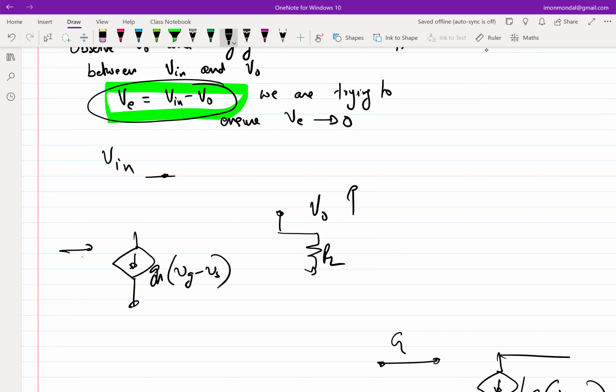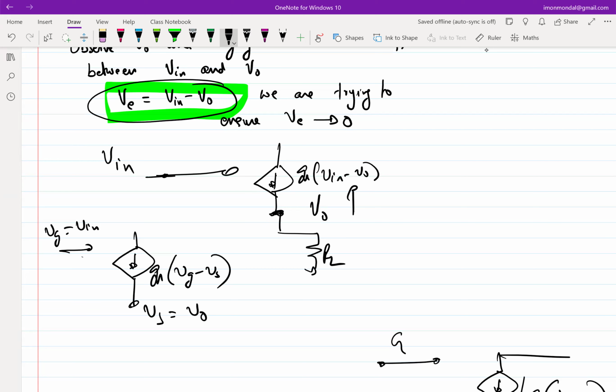So which means that at least this should be the drain. This is VG, this should be V in, this is VS, which should be V naught. Okay. So this will be GM times V in minus V naught. So now let's understand whether it does the job of our feedback correction or not.